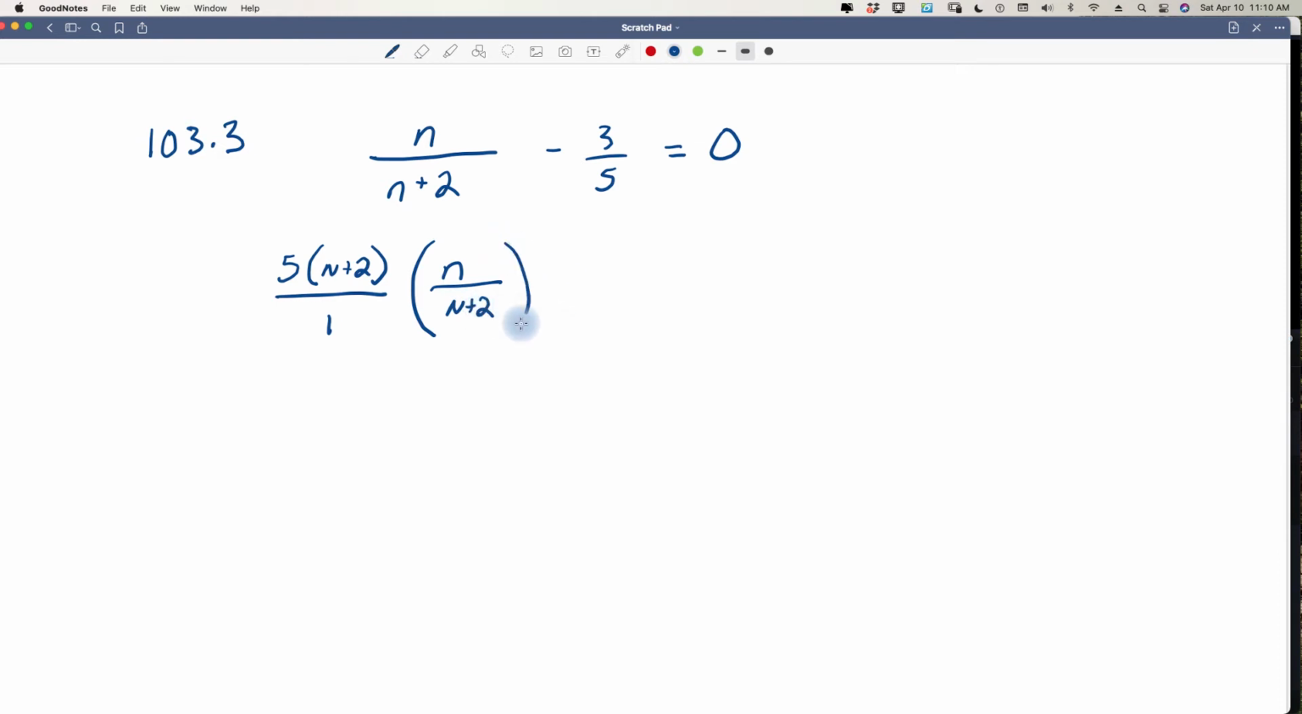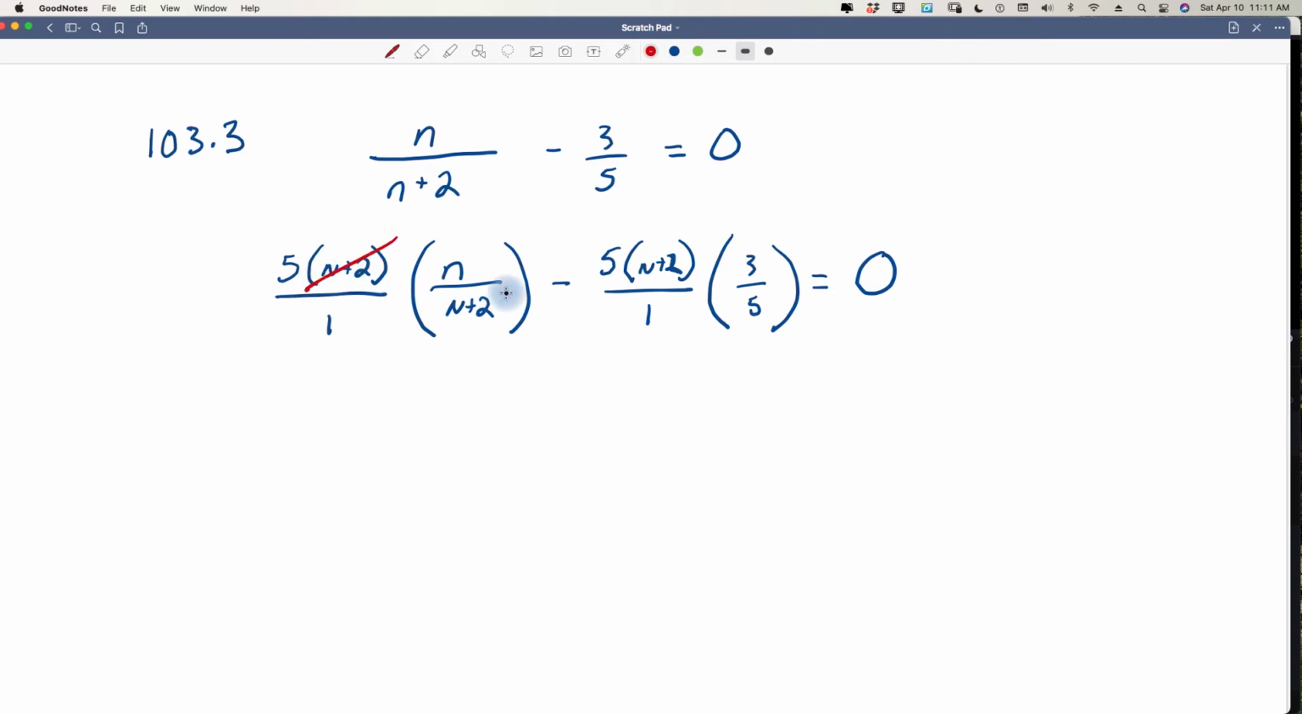Okay? Minus 5 times n plus 2 over 1 times 3 over 5 equals, and we know that anything times 0 is 0, so we're not even going to bother writing the fraction because it's just going to be 0. So we're just going to leave it as is, right? Okay. So now let's eliminate what we can.